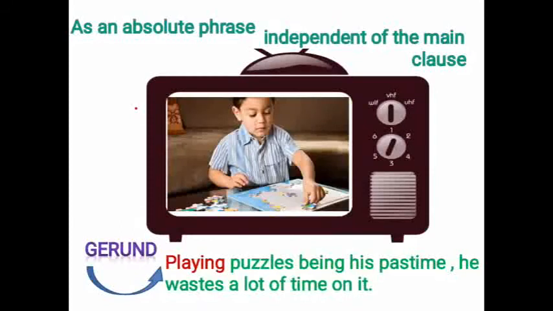As an absolute phrase which is independent of the main clause. Playing puzzles being his pastime, he wastes a lot of time on it. So here the main clause, the independent clause, is he wastes a lot of time on it. And the absolute phrase is playing puzzles being his pastime, which acts as a noun and therefore is the gerund.